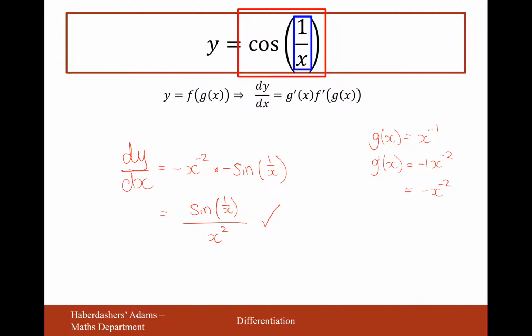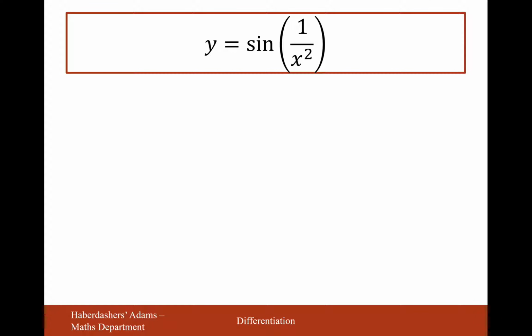Moving on to the next one. Sine of 1 over x squared. Well, very similar to the last one. The inside function in this case is going to be x to the minus 2. So let's differentiate that. It's going to become minus 2 x to the minus 3.